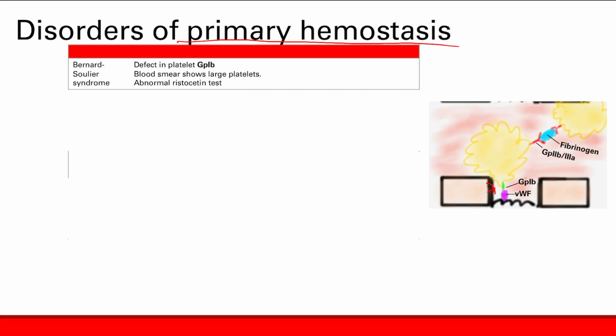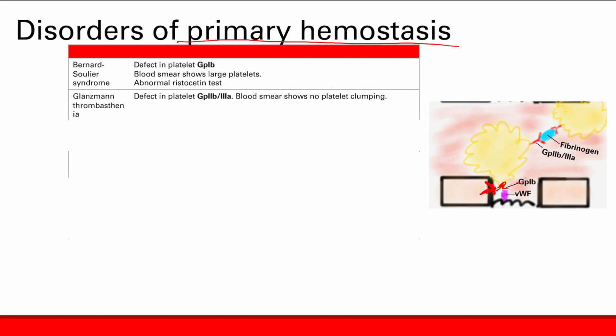You're going to get an abnormal Ristocetin test. A Ristocetin test normally causes von Willebrand factor and platelets to stick together, and that's through the GP1B receptor. So if it's abnormal, you're going to have problems with this sticking right here, because you have a problem here. So you're going to have an abnormal Ristocetin test in Bernard-Soulier syndrome.